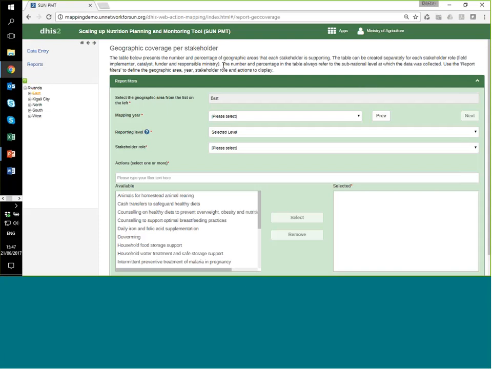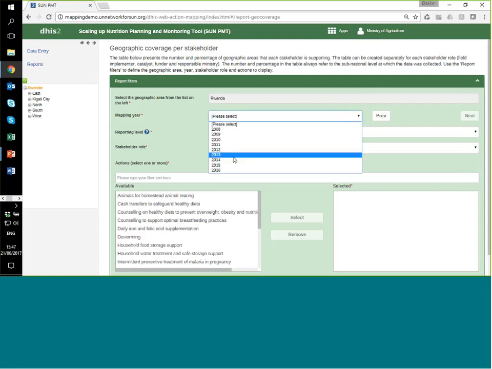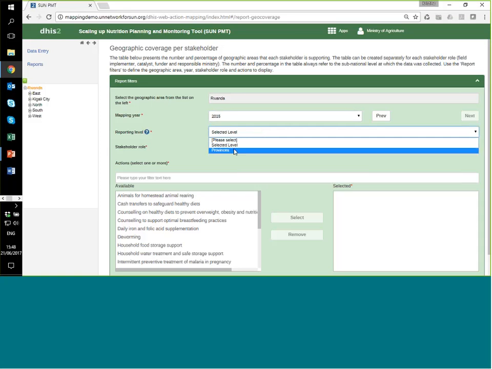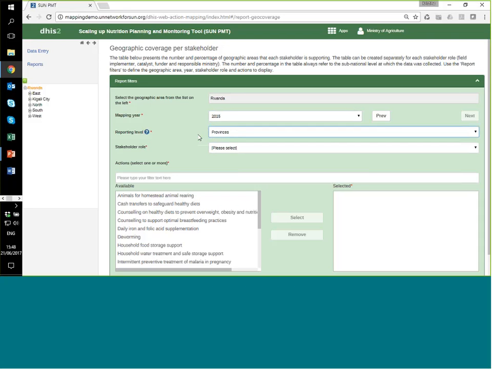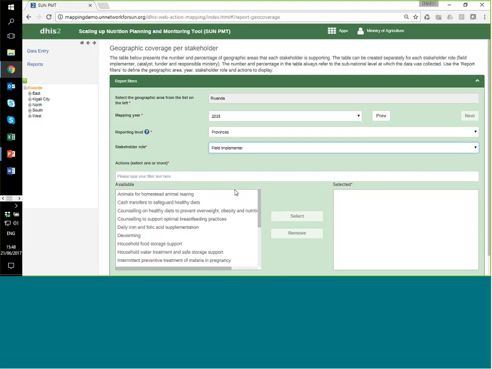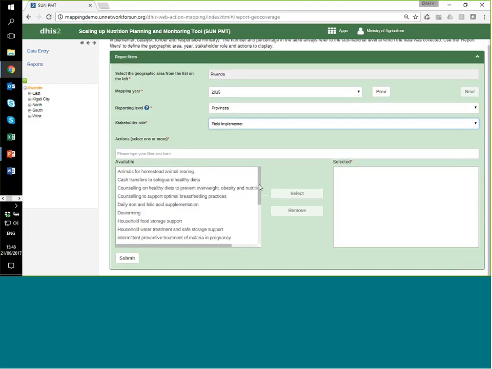As an example, we will look at the geographic coverage per stakeholder report. And we will look at this at the national level. So I've selected Rwanda. Next, I will select the mapping year. In our demo, we have data in 2015. Next, I will select the reporting level. So this allows us to look at either the national level or one step down from the national level. So I will select one step down so you can see this data broken out per province. Next, I can select the stakeholder role. So I will select, for this example, the field implementers. Then I have a selection of all of the core nutrition actions that I can look at the data for. I will select just a couple to give you an example of what the table will look like.